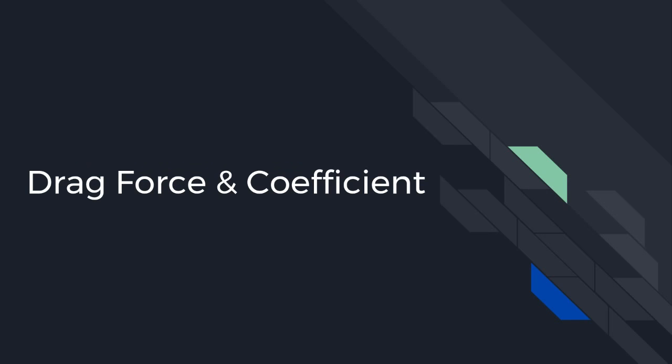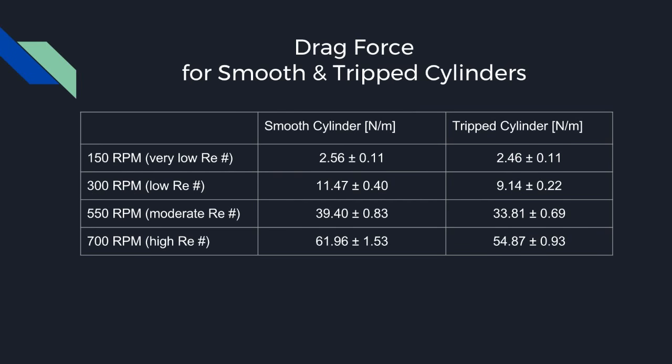Drag force and drag coefficient. The drag force on the cylinder increases with increasing Reynolds number for both the smooth and tripped cylinder. As seen in the table, it is significantly less for the tripped cylinder from 300 to 700 RPM, while remaining slightly the same for the 150 RPM cylinder.